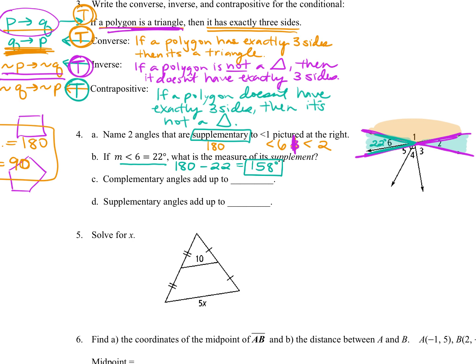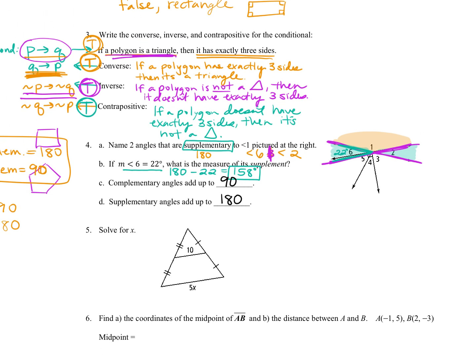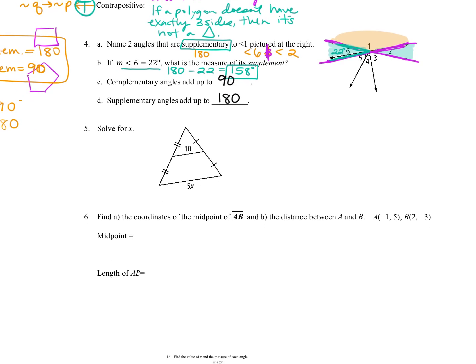Okay? Now you all better be able to tell me this one because I just told you this one. Complementary angles add up to 90. Supplementary angles add up to 180.